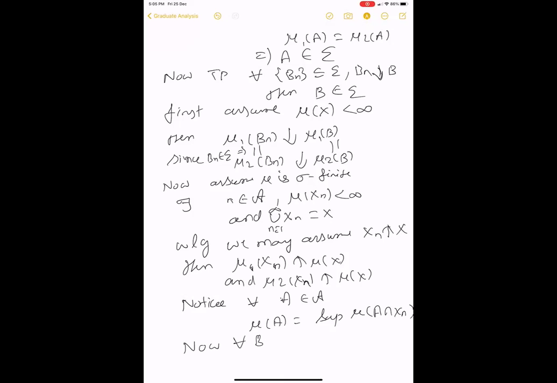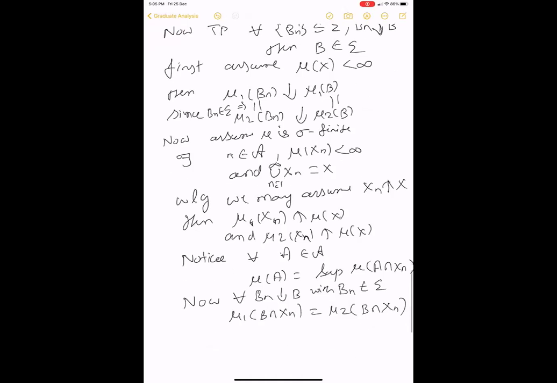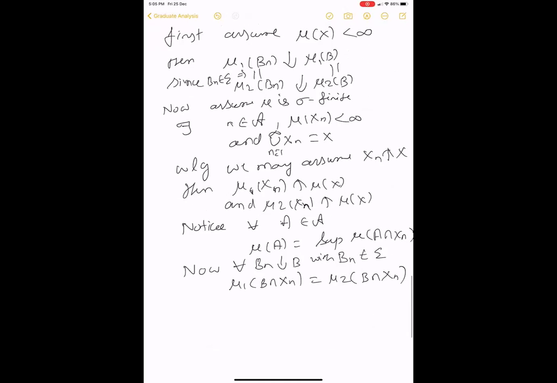Now for all Bn which decreases to B, with Bn in E, by the earlier argument, mu1 of B intersection Xn equals mu2 of B intersection Xn. Sorry, this is Xn, I'm getting confused. By the earlier argument, because mu of B intersection Xn is finite, the whole set is finite. Because of that, this is true.